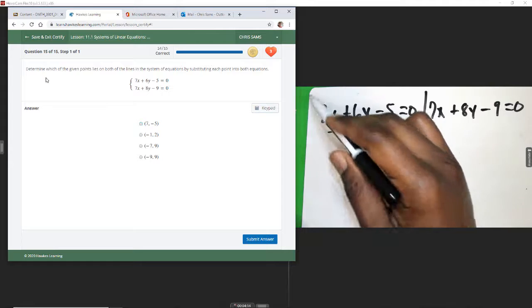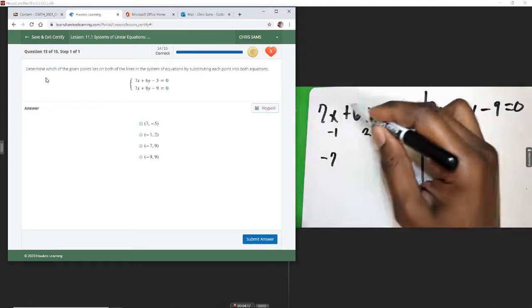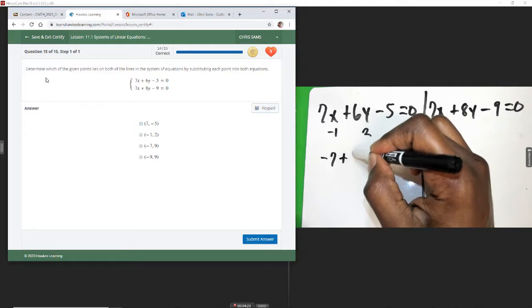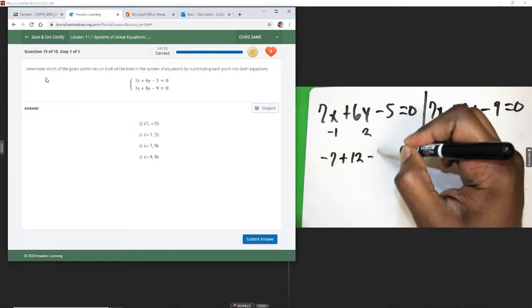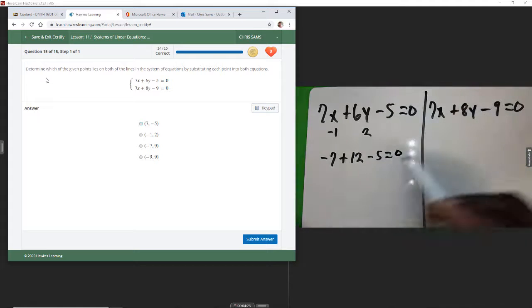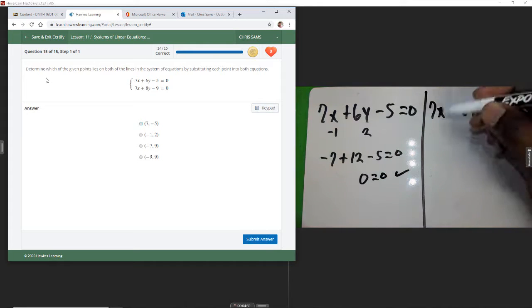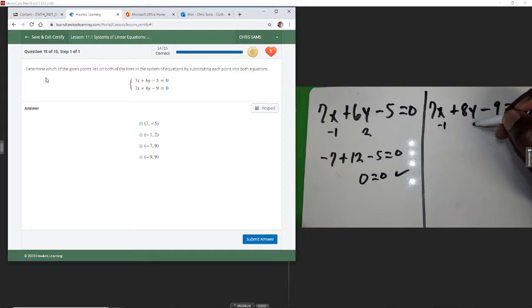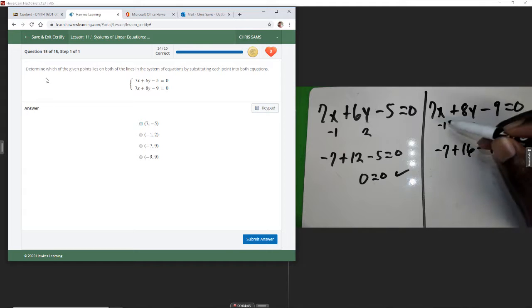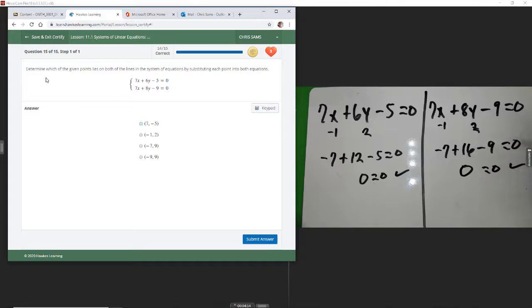So 7 times negative 1 will give me a negative 7. 6 times 2 is 12. And then we subtract this 5. That gives me 5. 5 minus 5 is 0, equals 0. That works out. So let's try it over here. Negative 1, positive 2. So 7 times negative 1 is negative 7. 8 times 2 is 16 minus 9. And then 7 and 16, if we subtract, we do get 9 minus 9. That gives us 0 equals 0. So it works.